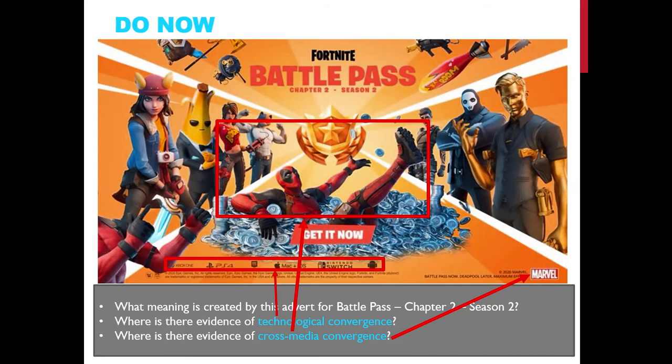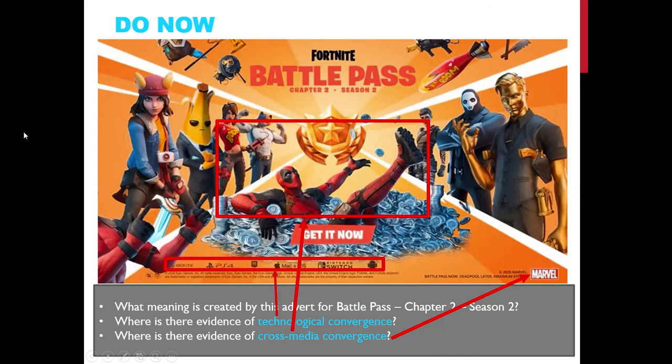Okay, cross-media convergence. We can see that this character has not been designed by Epic Games. It's not a Fortnite character. This character, if you didn't know, is Deadpool, who is a Marvel character, has appeared in many Marvel comic books, and recently has had two films of his own released, starring Ryan Reynolds, amongst others. So the character of Deadpool is showing up across different media, and this is a media idea that we're going to explore more in this lesson.